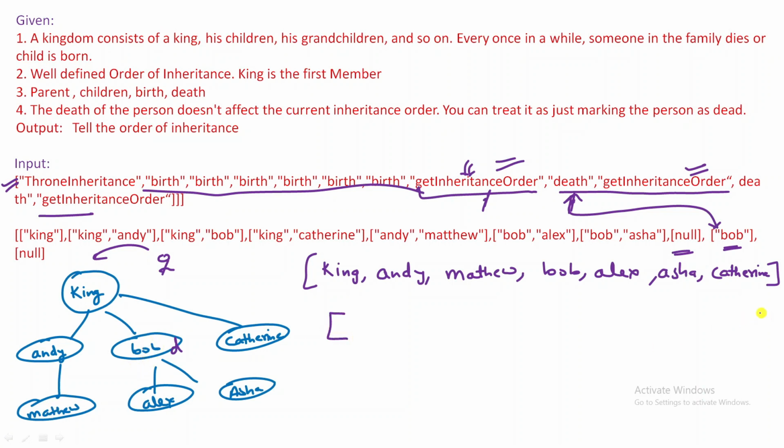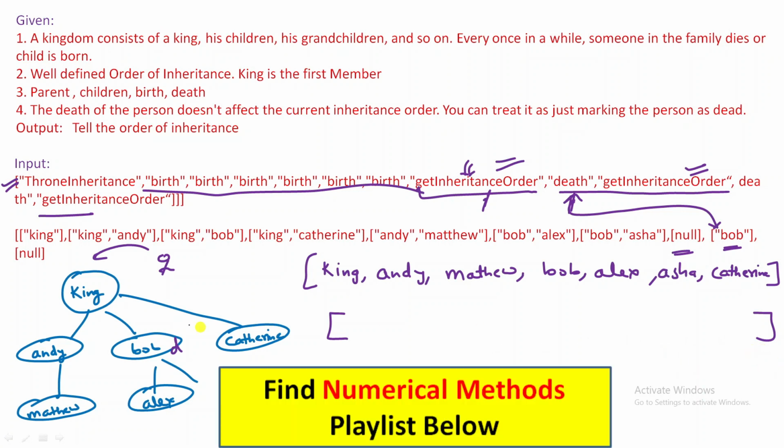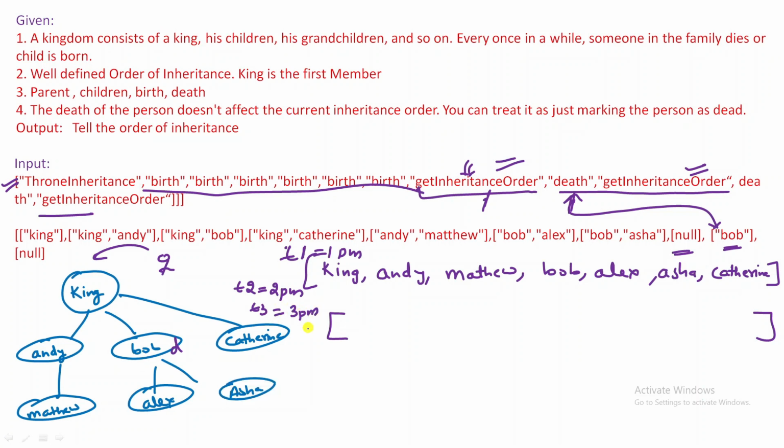Okay, Bob has died, so Bob will not be in the output list. So basically someone asked at t1 time, t1 equal to 1 p.m., so this will be the list. But at t2 equal to 2 p.m., Bob has died. Now someone came at 3 p.m. and asked the king, can you tell me the inheritance order now? So there would be a new order of inheritance.